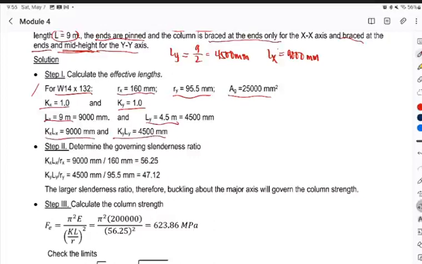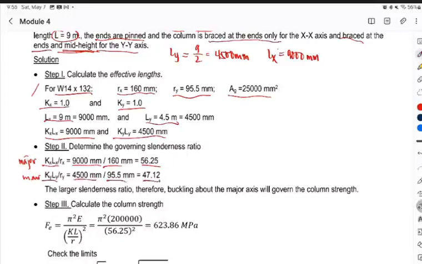Now, determine the governing slenderness ratio. Our kx lx, our effective length, and ky ly, okay, you just divide it by the corresponding radius of gyration, which is r sub x or r sub y, depending on the major and minor axis. This is the major, and this is the minor axis. So, direct substitution, 9,000 over 160, we have 56.25. 4,500 divided by 95.5, we have 47.12.